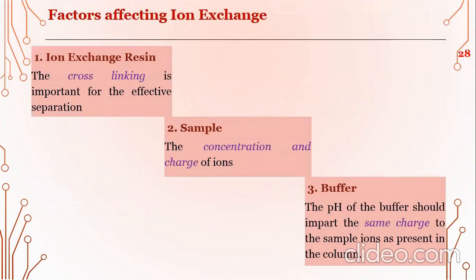There are certain factors which affect ion exchange. Cross-linking is important for effective separation, and concentration is also a factor, because the higher the concentration, the lower the movement. The lower the concentration, the higher the movement. Buffer is also necessary, because it maintains the pH value. If the buffer is not suitable to maintain the protein at its isoelectric point, then it would be difficult for our exchanger to exchange the protein from the lower to the higher isoelectric point.